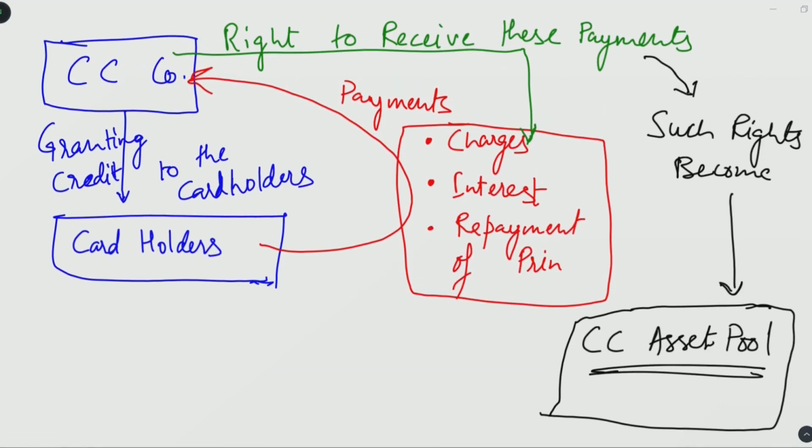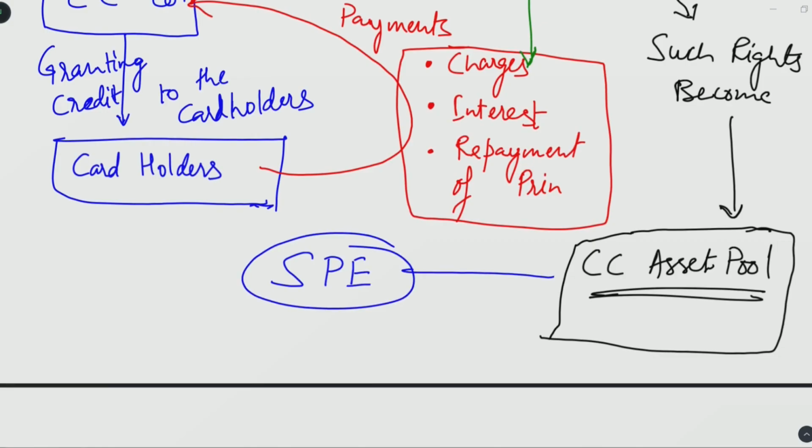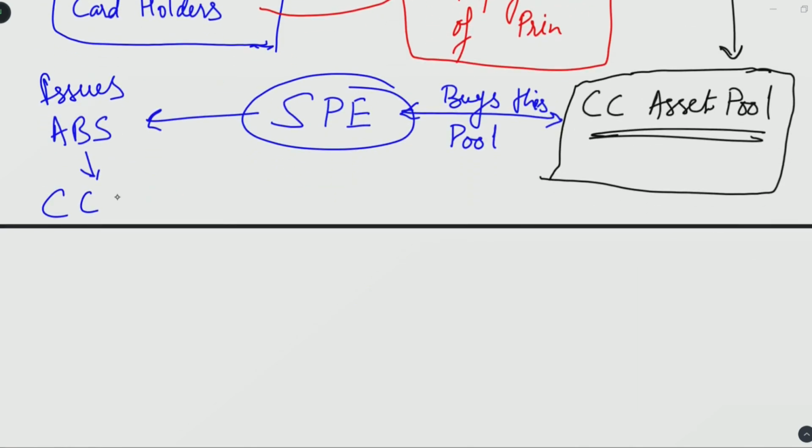Now what can be done? If there is an SPE, okay, which buys this pool, and then this SPE issues ABS, then such ABS will become the credit card ABS.